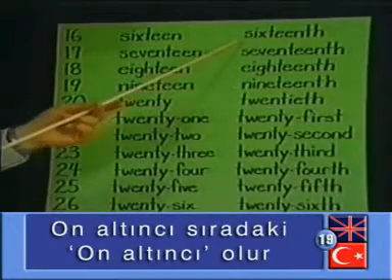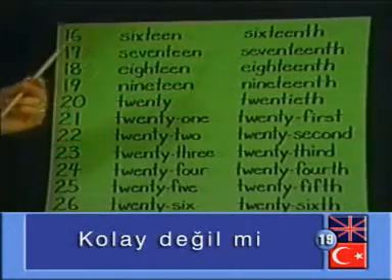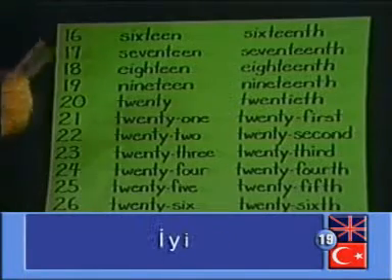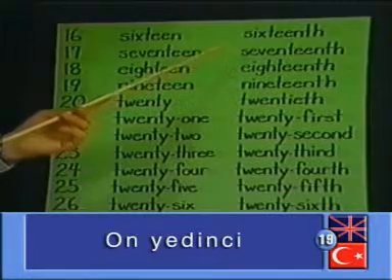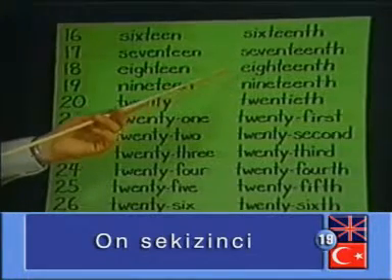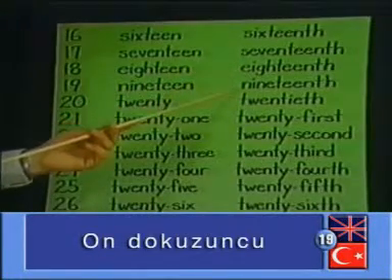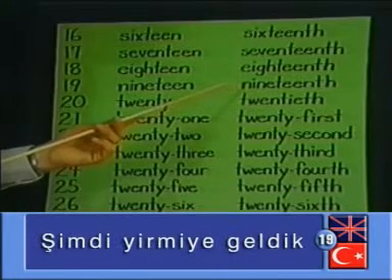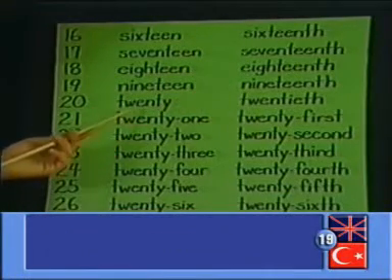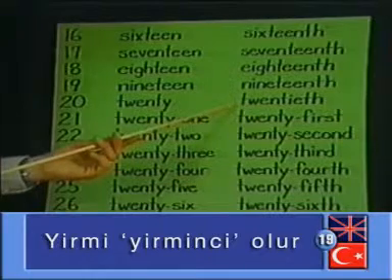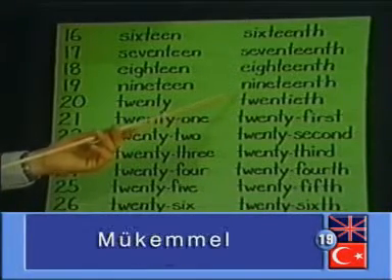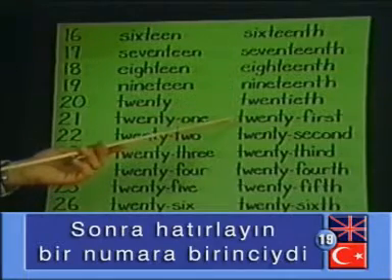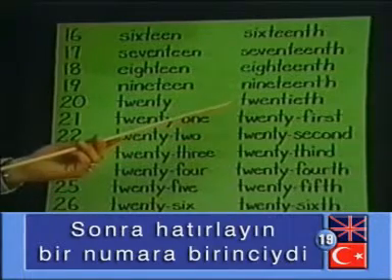16 becomes 16th. Easy, isn't it? You say it. Good. Repeat after me. 17th, 18th, 19th. Now we come to 20. 20 becomes 20th. Say 20th. Excellent. Then, remember, number 1 is first.